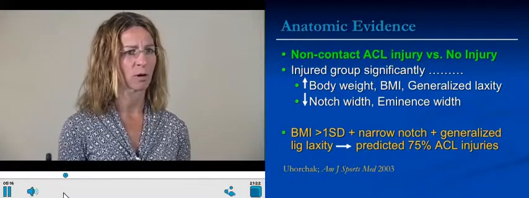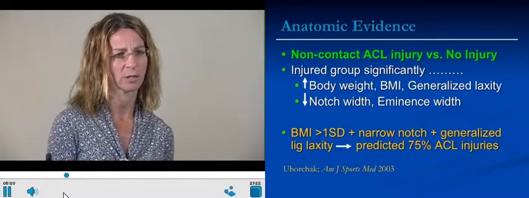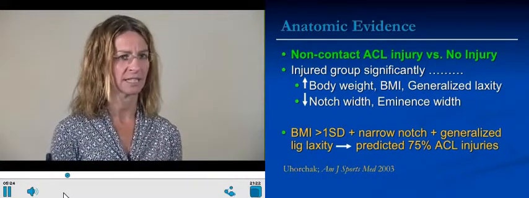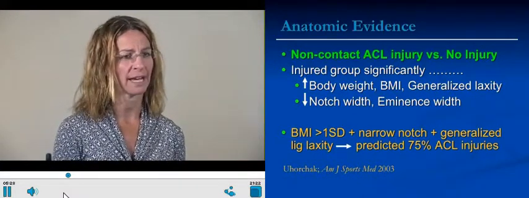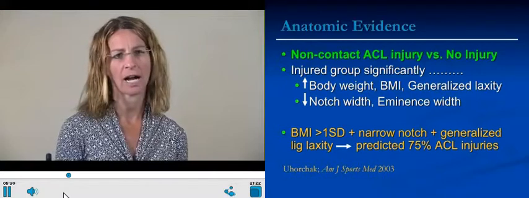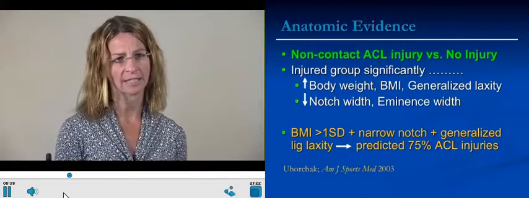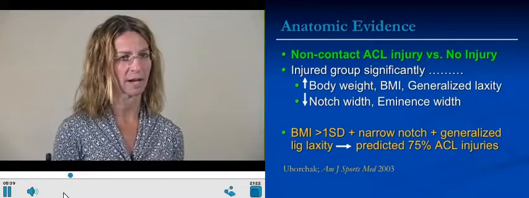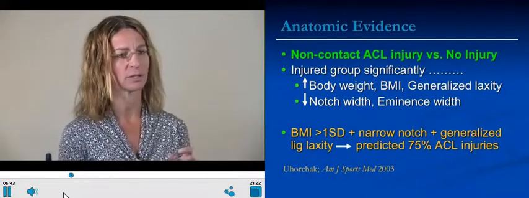Again, looking at some more anatomic evidence. This was a study published in the American Journal of Sports Medicine in 2003 looking at non-contact ACL injuries versus no injury at all. And the injured group had a higher body weight, higher body mass index, higher generalized laxity. They had a lower notch width that we just talked about, and a lower eminence width, which was the area in the knee between the tibial spines.